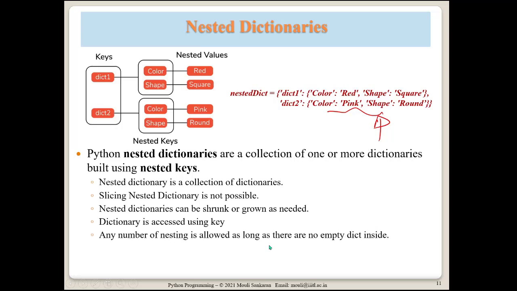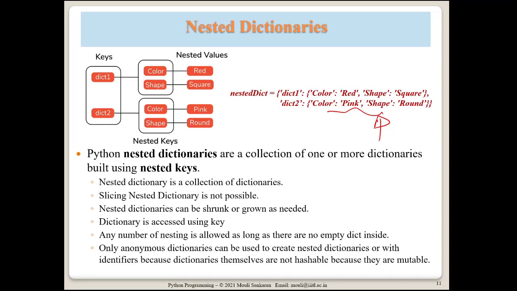It is accessed using a key, as I mentioned. Any number of nesting is allowed as long as there are no empty dictionaries inside. There is one condition that a dictionary cannot be empty inside, because you can add a non-empty dictionary and put any number of nested dictionaries and it allows.